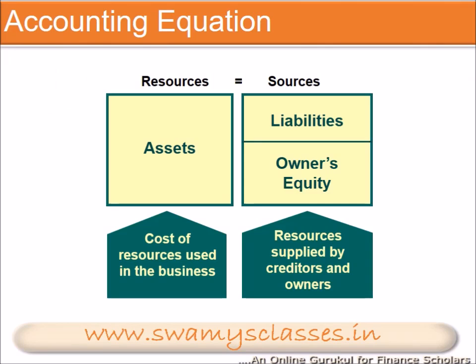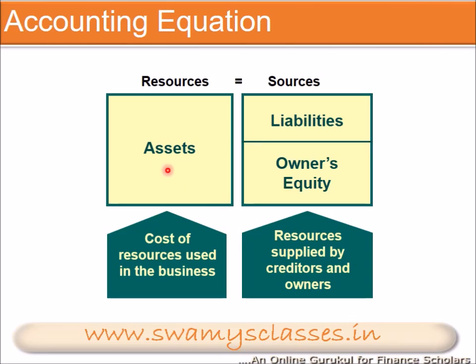In our previous module, we learnt about the accounting equation. Let us see one example in this module. So just to quickly check our understanding, the accounting equation is nothing but assets equal liabilities plus owner's equity. When we say assets, we mean the cost of resources used in the business. When we say liabilities and owner's equity, we mean the resources supplied by creditors, lenders and owners.